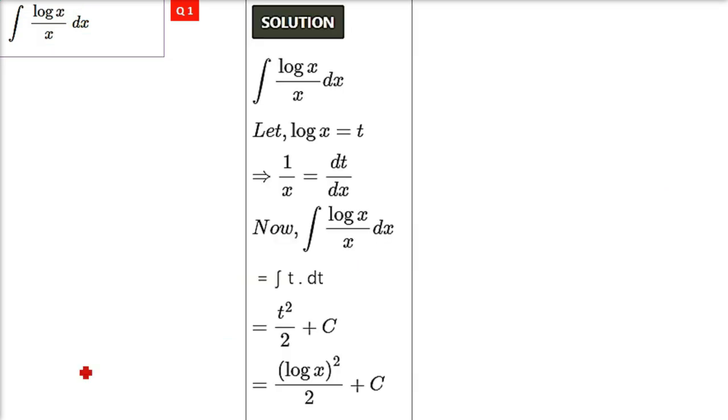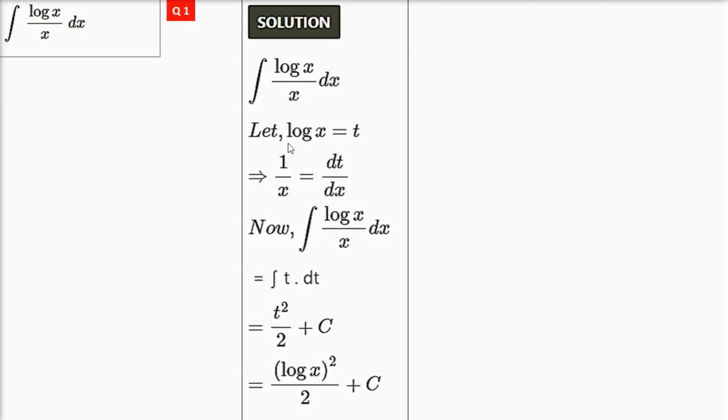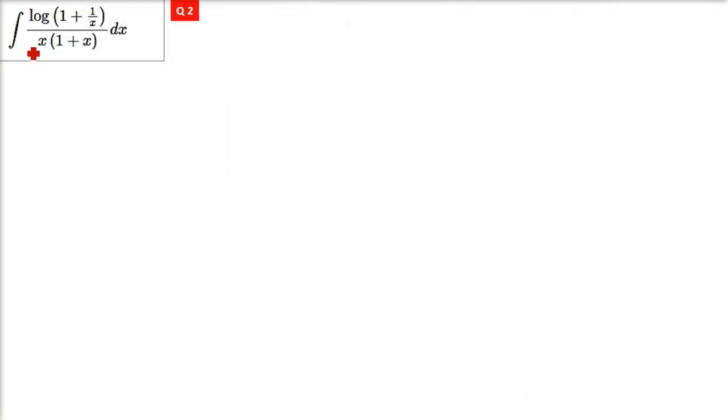So this is how you are going to solve it. The words like let, now, all these have to be written. Now here also, if you see, we have log 1 plus 1 by x. And if we equate it to t, we are going to get the denominator. How? So let us take t equals log 1 plus 1 by x.